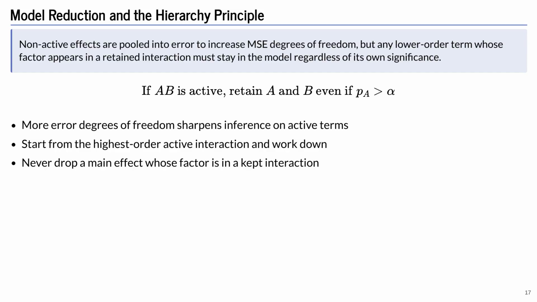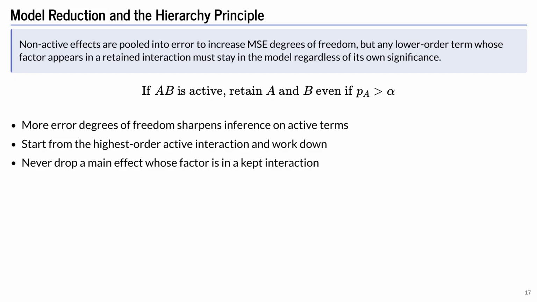Now we reduce the model. The logic is straightforward. Inactive effects are pulled into the residual, which increases the error degrees of freedom and sharpens inference on the active terms. But there is a constraint you must respect: the hierarchy principle. If an interaction is active, every lower-order term whose factors appear in that interaction must remain in the model, regardless of its own significance. The reason is interpretability.